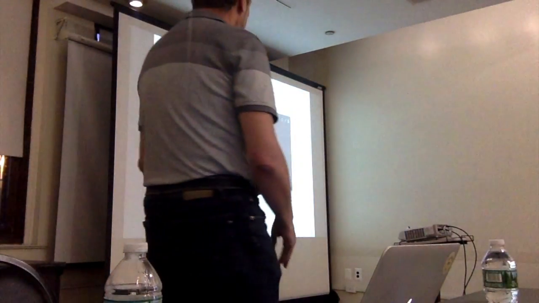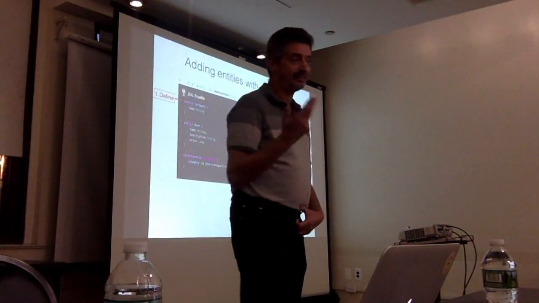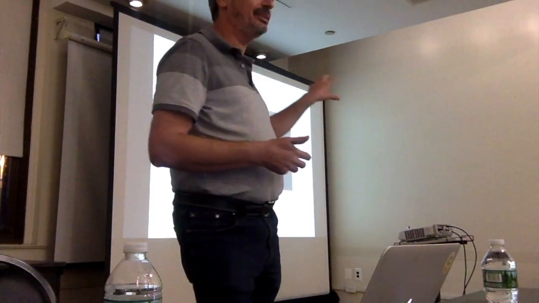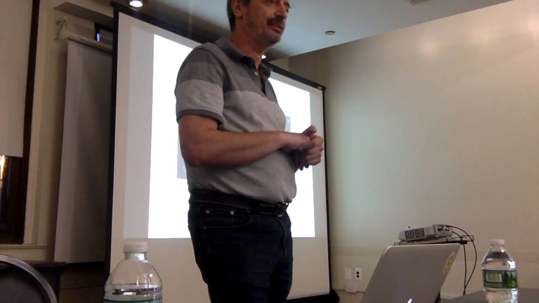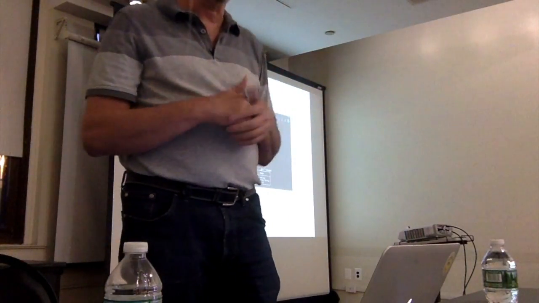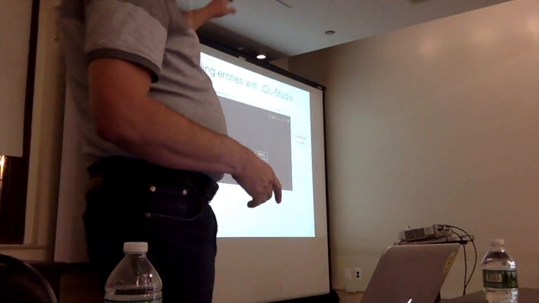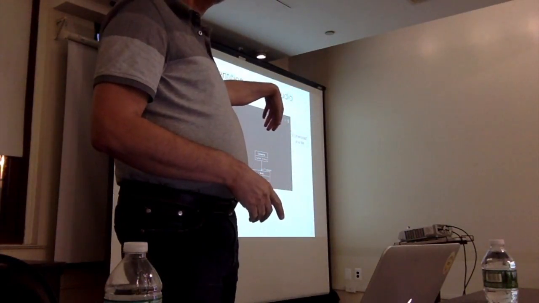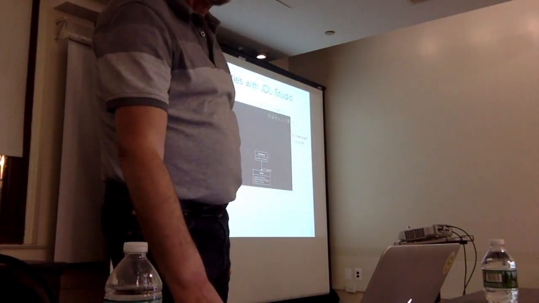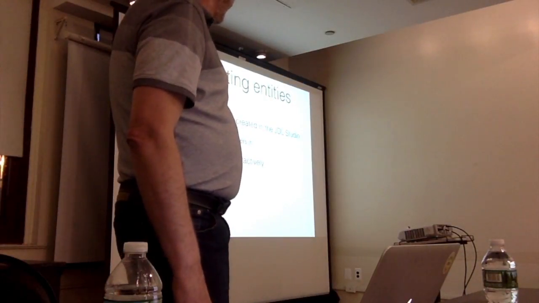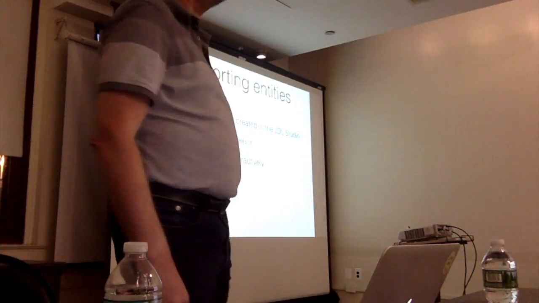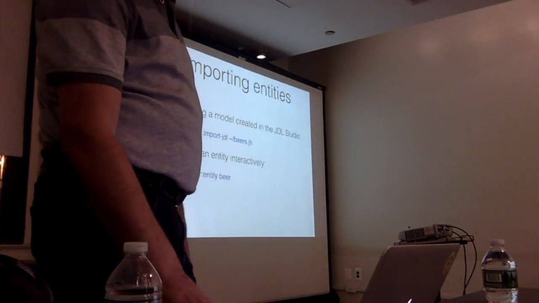So, the JHipster guys created a nice little tool called JDL Studio. It's a UI in the browser. You can create a diagram for your database, for your entities, one to many, one to one, many to many, and so on. Then you can download it. This schema is a simple text file, and I can put it into JHipster import, and that exported file would come in.